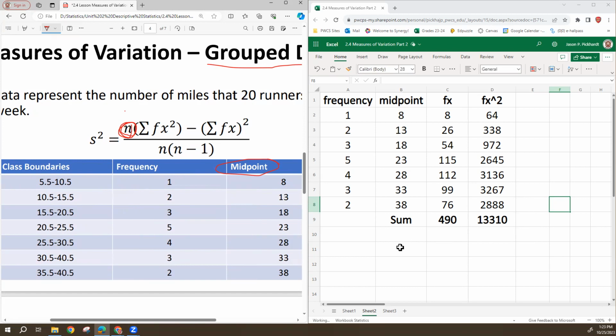So my calculation tells me to take my total number of values. So I have 5, 9, 14. Here I can do this. If I highlight those, it's going to come down here. It's going to tell me the sum. So I have 20 data points.